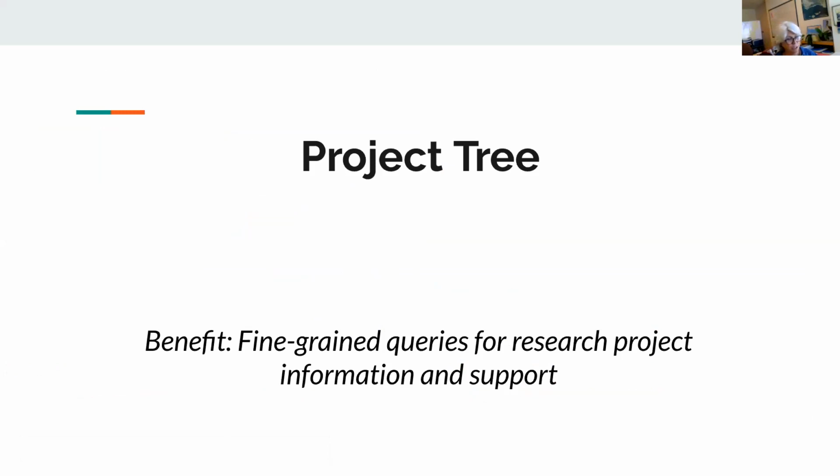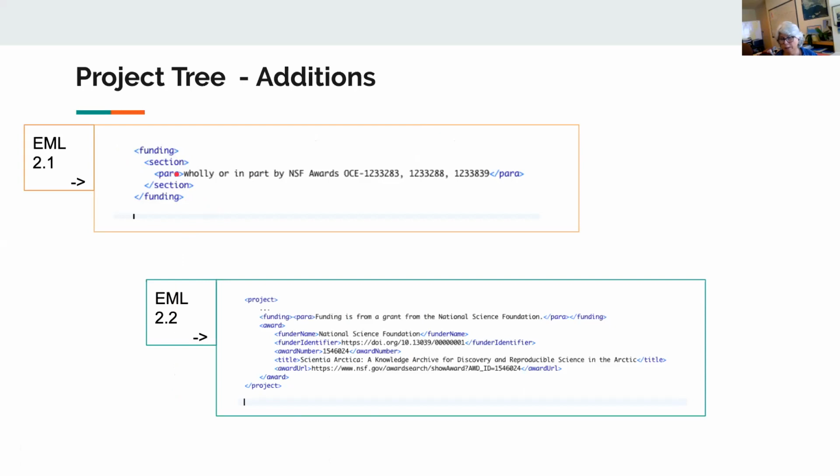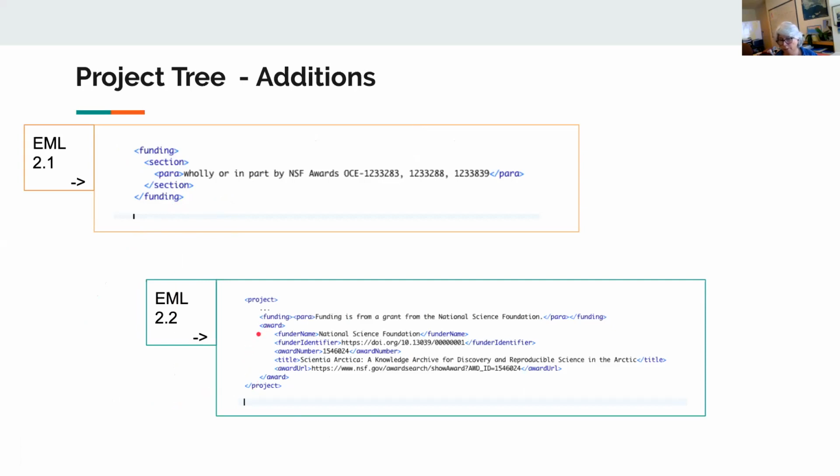The project tree, so there's a new XML node here that will support finer grain queries for project information and support of that project. In EML 2.1, there is one section on funding with only a text field for how to describe the funding of that data set. And here's an example from our actual data set. In EML 2.2, you can be much more specific about this.